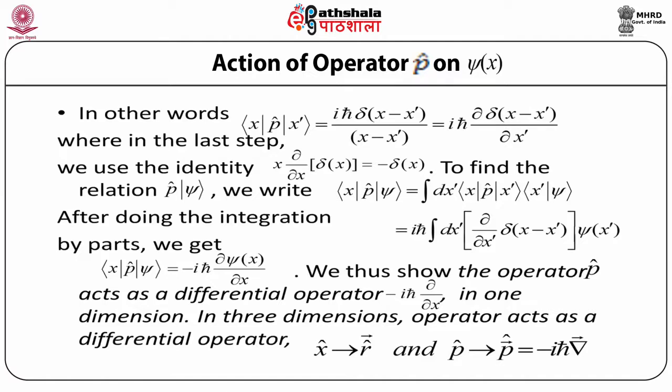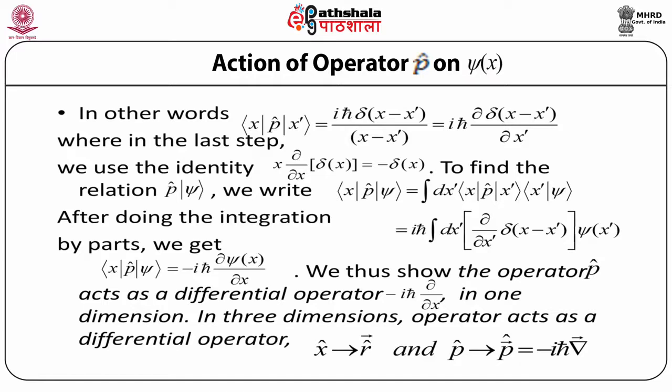However, if you see in the above equation where we have used this identity, the negative sign is not occurring. The reason for that is that in the above equation we have used the partial differentiation of delta(x minus x prime) with respect to x prime and not x, and that's why the negative sign does not occur.